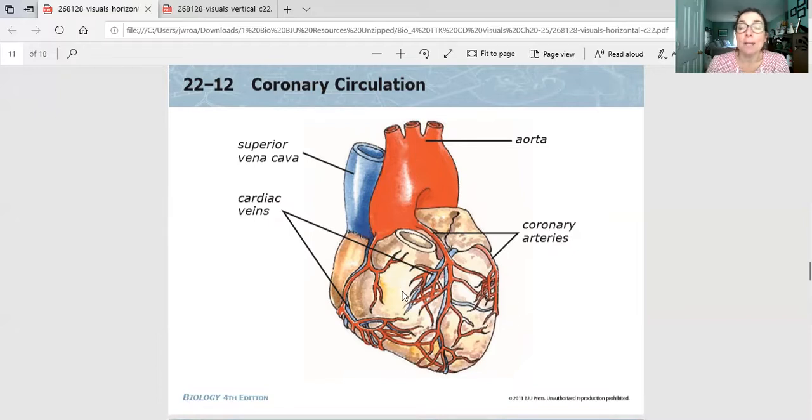So that means that if these coronary arteries get blocked and we can't get blood from the aorta to these other parts of the heart, then these parts of the heart would be oxygen starved and sugar starved. So they wouldn't be able to carry out aerobic cellular respiration. They wouldn't have the energy they need to carry out their normal functions. And when cells run out of energy, they die.